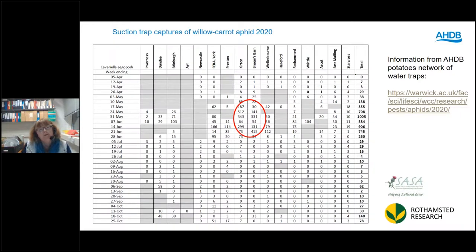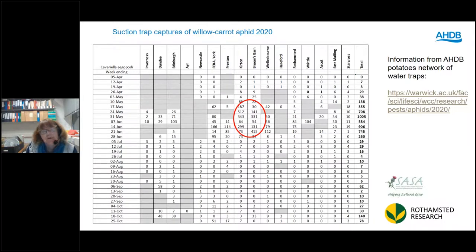So, I wanted to talk a bit more about willow-carrot aphid, and this is a summary of the suction trap captures of willow-carrot aphid for 2020. Unfortunately, there are a few gaps, and that's due to COVID. But if you look at the area that I've circled in red, which are two of the sites that caught the highest numbers, you can see that high numbers of aphids were flying from mid-May till mid-June.